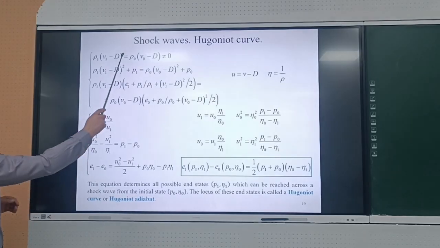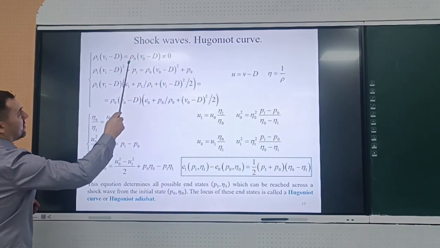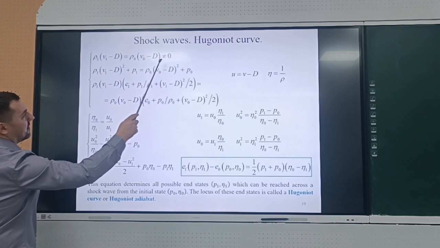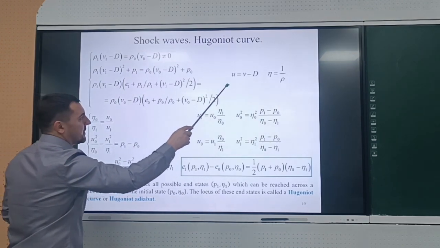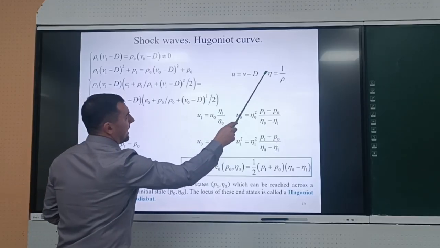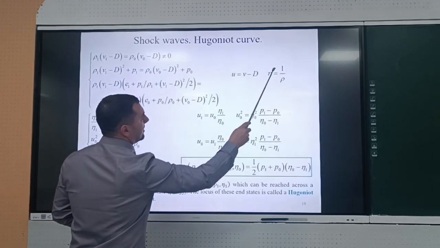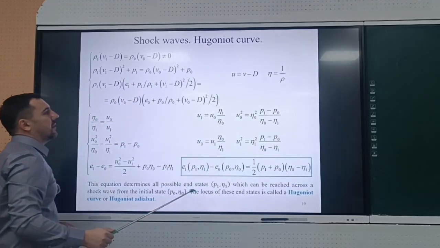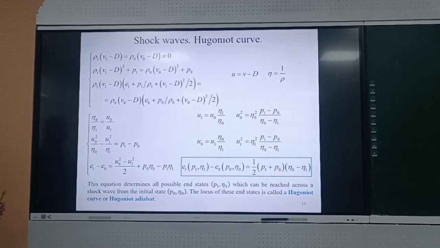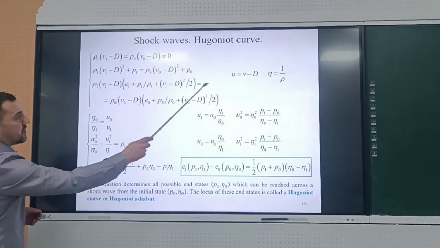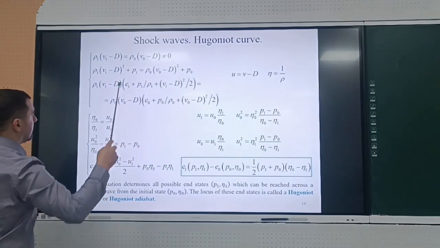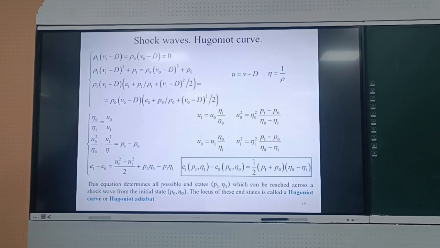Suppose that we consider shock waves. Shock waves means that rho (v minus d) is not equal to 0. Let's introduce u, a relative velocity v minus d, and eta equals 1 over rho, so the reverse density. Then we introduce these new notations in the system, and the first equation transfers to this: the ratio of eta is equal to the ratio of relative velocities.